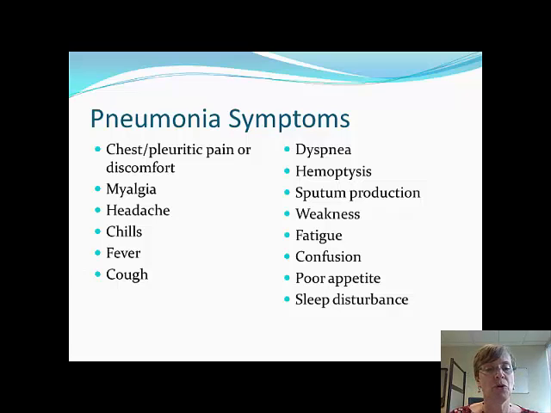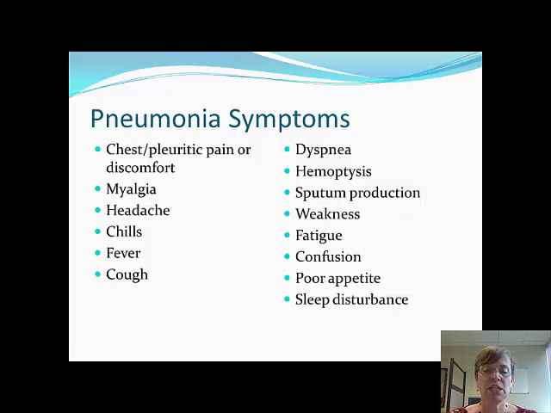The symptoms for pneumonia, so these are the things that the patient reports to you. They may have chest pain. They may have some generalized feelings of myalgias, so a little muscle achiness. They could have a headache. Probably they have cough and a fever. They may have shortness of breath. When they cough, it may be productive, and on top of that, they may have hemoptysis or bloody sputum.